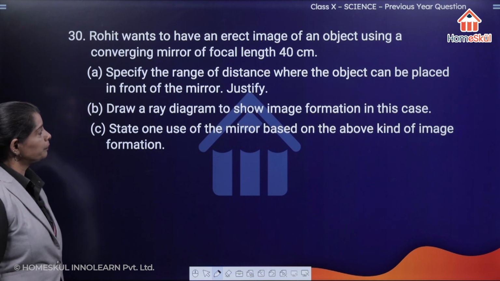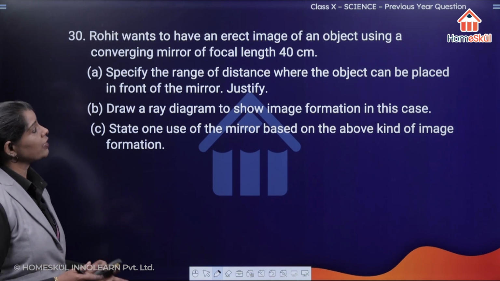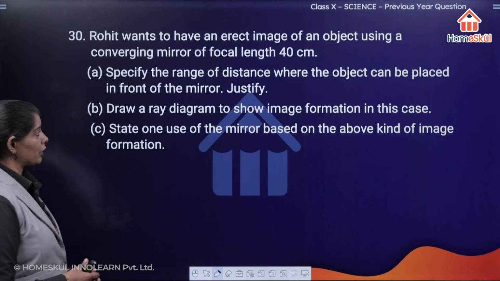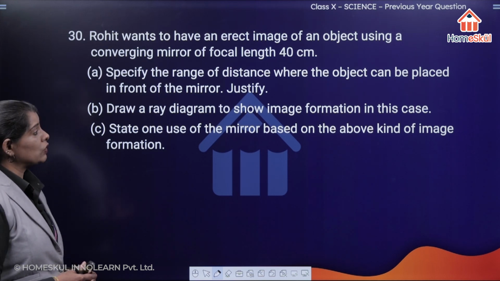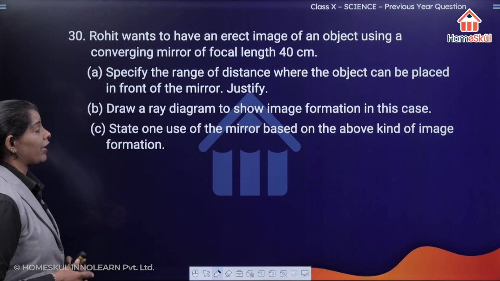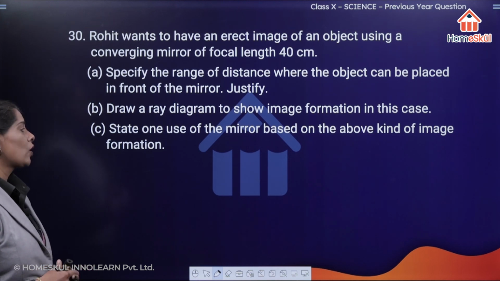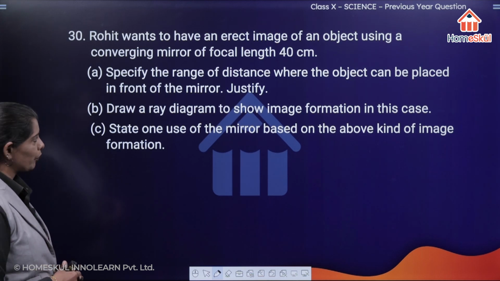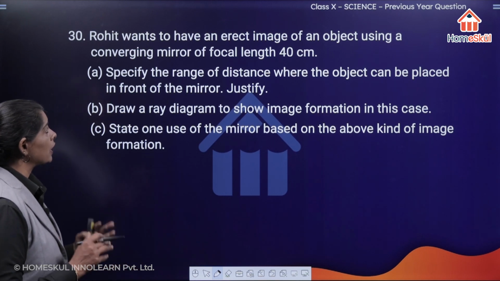Coming to the next question. Question number 30. Rohit wants to have an erect image of an object using a converging mirror of focal length 40 centimeter. Okay. A. Specify the range of distance where the object can be placed in front of the mirror. Justify. B. Draw a ray diagram to show image formation in this case. C. State one use of the mirror based on the above kind of image formation. Okay. So, Rohit wants to have an erect image of an object using a converging mirror.